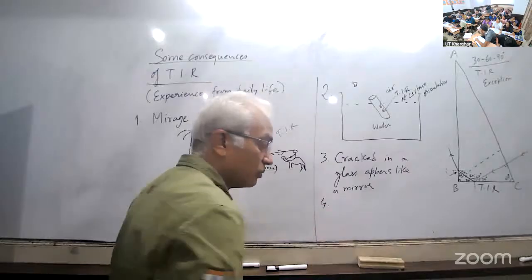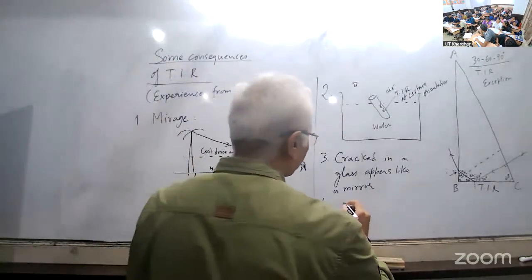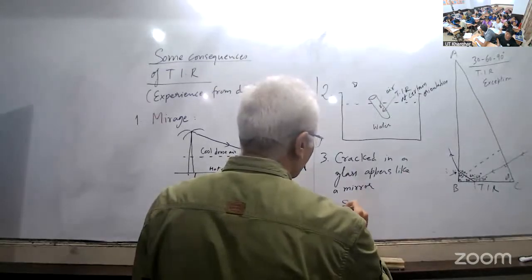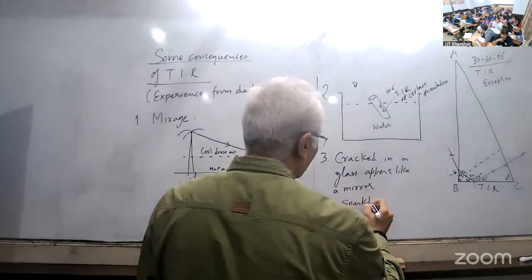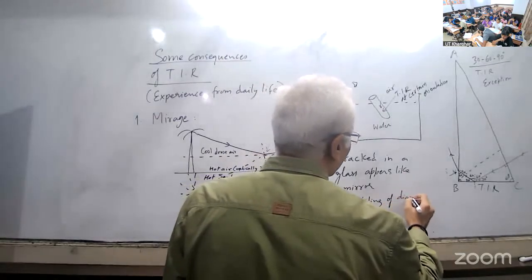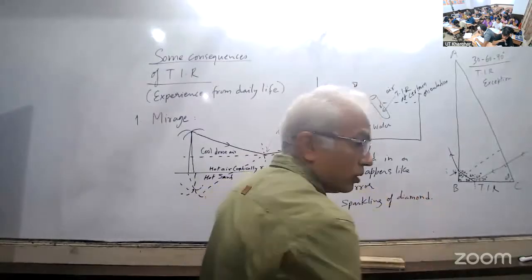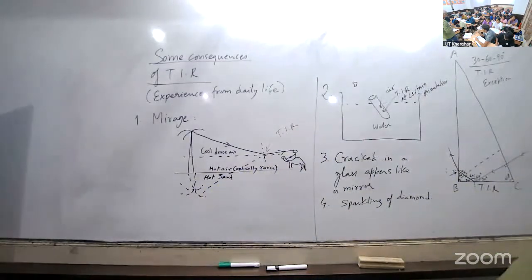Okay, fourth. What is fourth? A piece of diamond sparkles. Sparkling of diamond. So the impression is that diamond is glittering. Is diamond a luminous object? Is it producing its own light? No. So what might be happening?